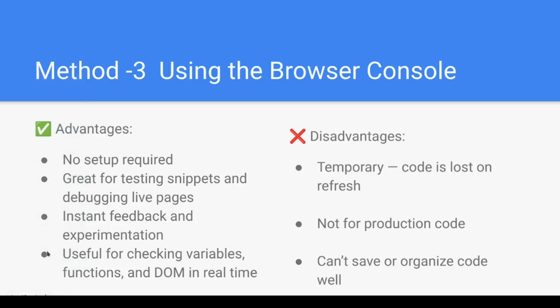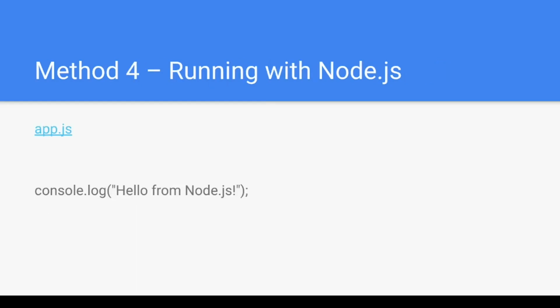So this is not used for the production code. We can't use this one for the production, and can't save or organize the code well. So we can't save this code or organize this well. So now let's see method number 4, which is running using Node.js.